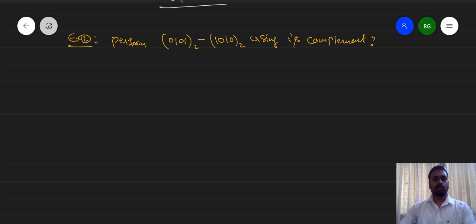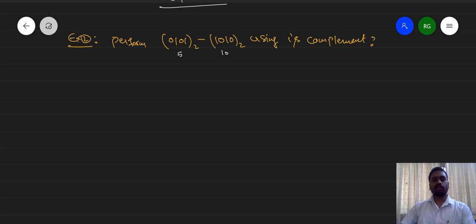So let us see one example, that is example 2. Perform subtraction between 0101, that is nothing but 5 in decimal, right? From that 5 we need to subtract 1010, that is nothing but 10. So here we are trying to subtract a larger number from a smaller number. Both are binary numbers, so because the base is 2, for binary numbers we have to use ones complement. So let us see how to follow this one.